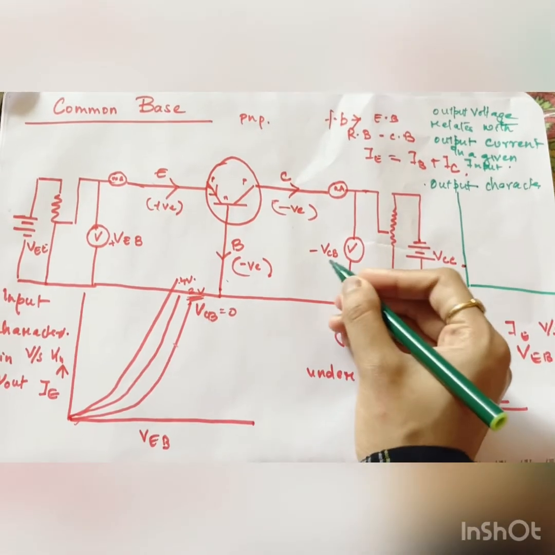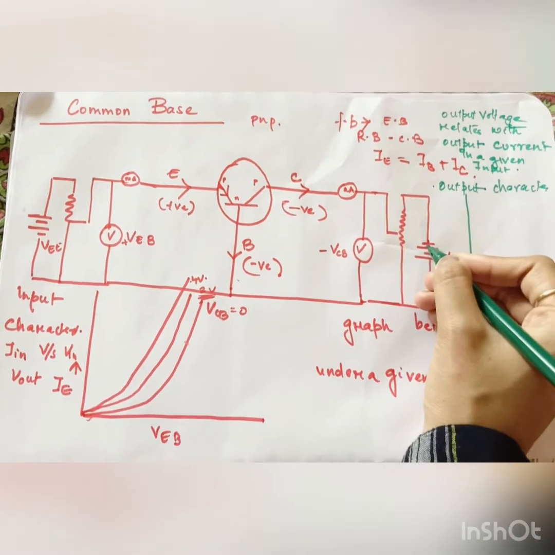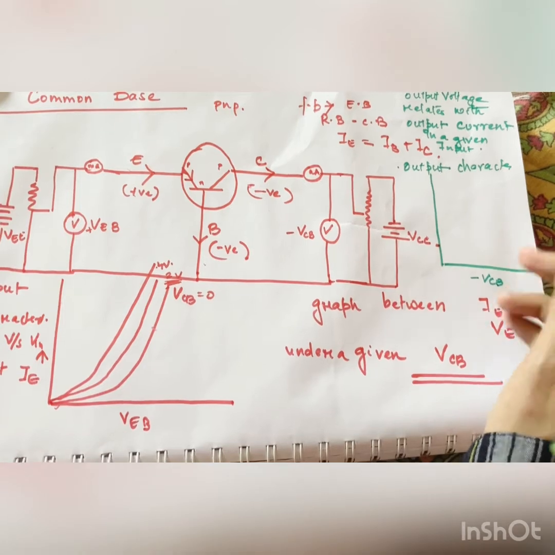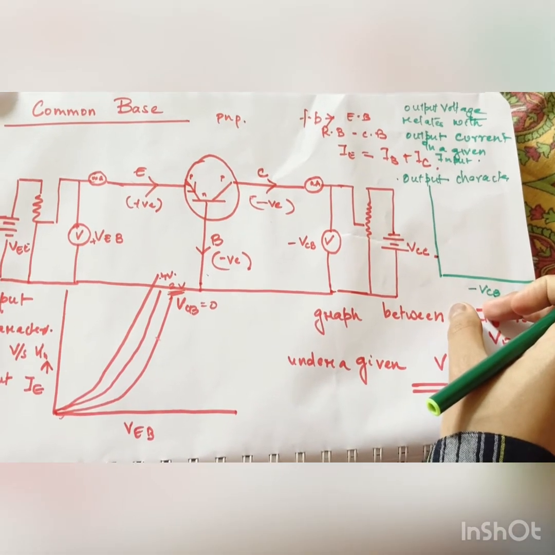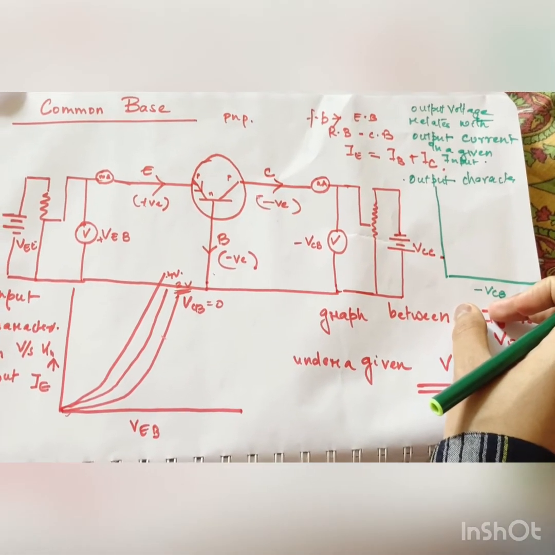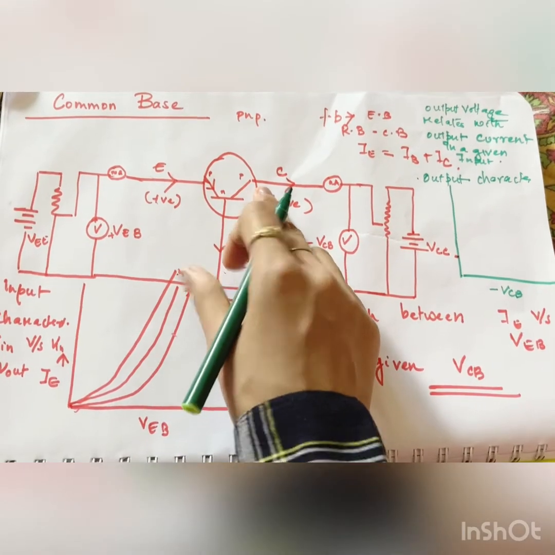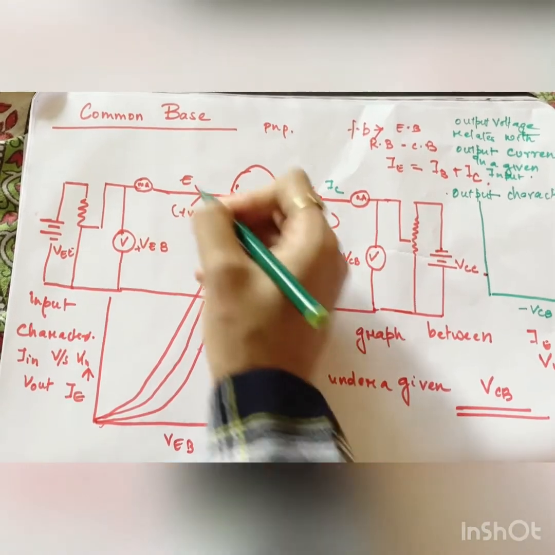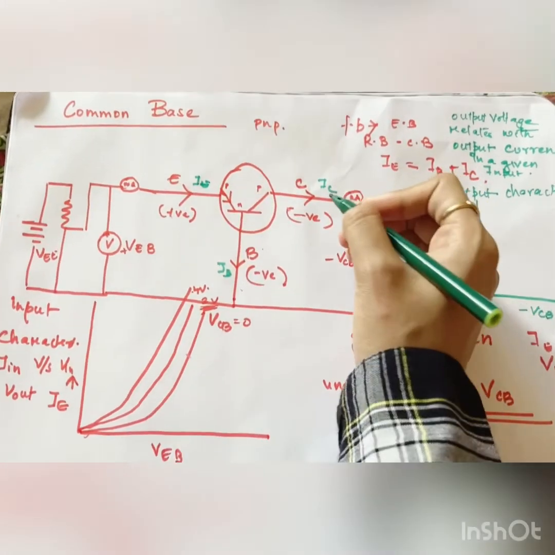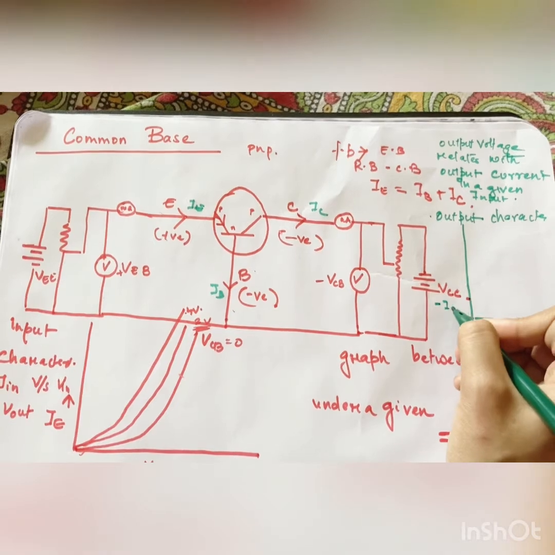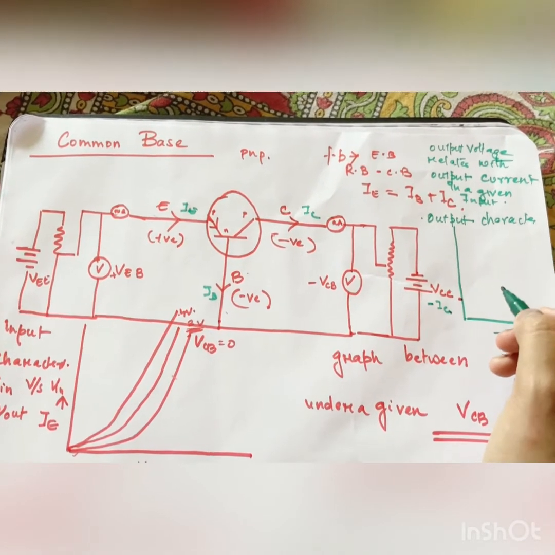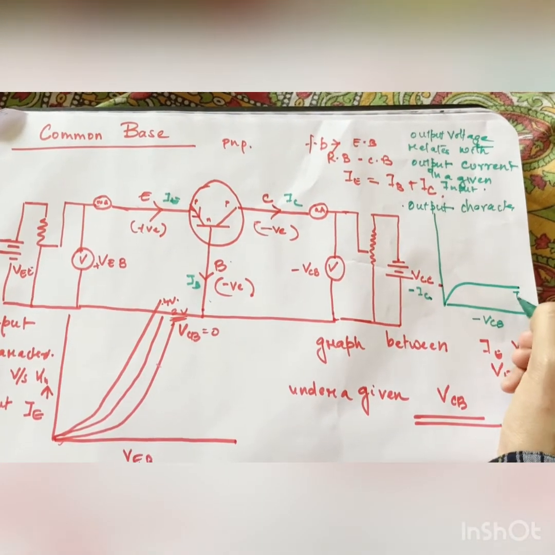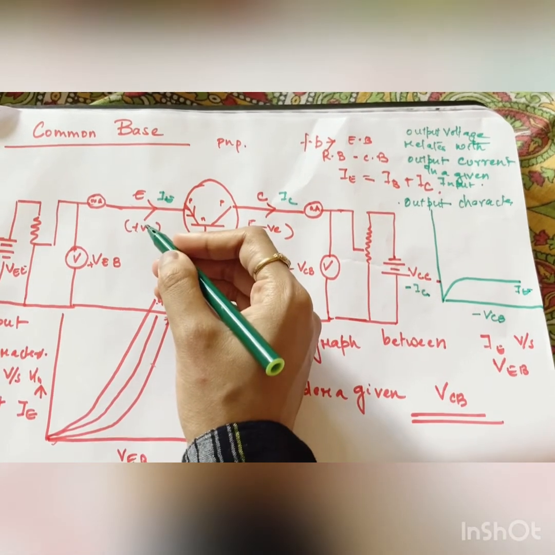So here in the circuit the output voltage is VCB. VCB is negative since the C is connected to the negative terminal. So minus VCB, the output voltage, relates with the output current. The output current is IC, and it is negative, minus IC, in a given input current. So here the input current is IE.